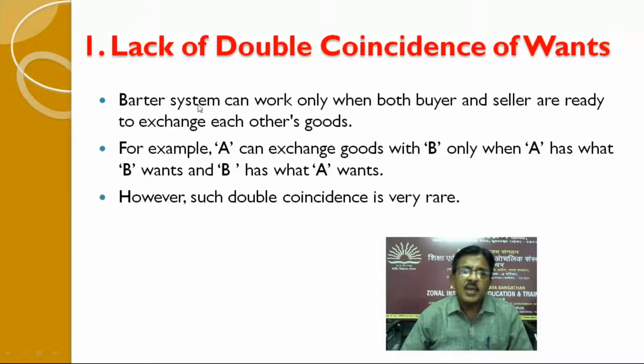What is that? Barter system can work only when both buyer and seller are ready to exchange each other's goods. For example, A can exchange goods with B only when A has what B wants and B has what A wants. However, such double coincidence is very rare. Double coincidence means the wants occurring for both the parties who want to exchange goods against goods at the same time. So, it may not be possible.